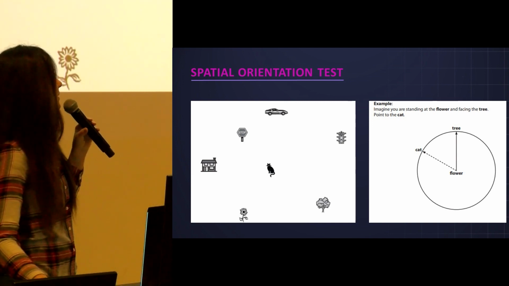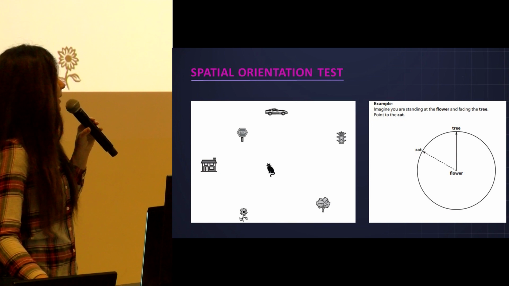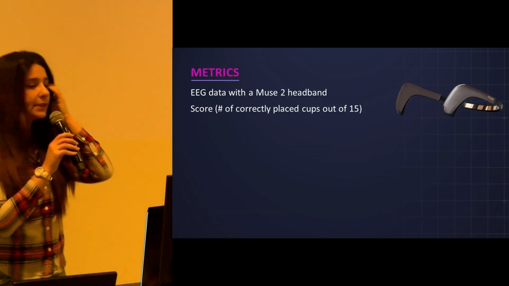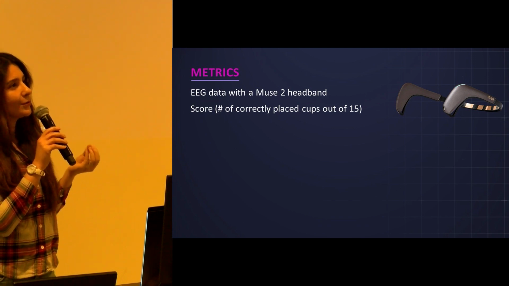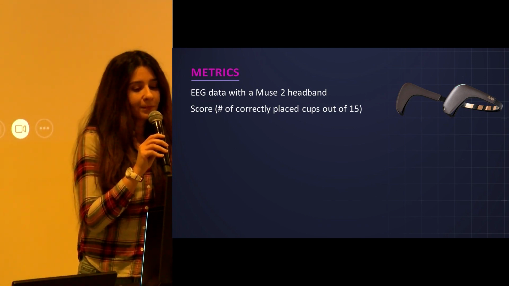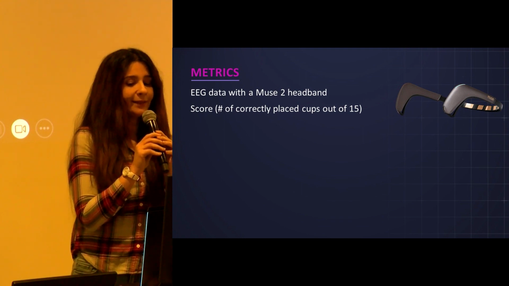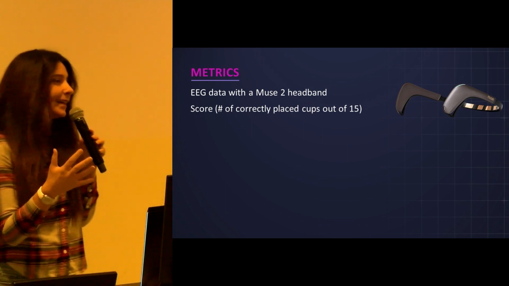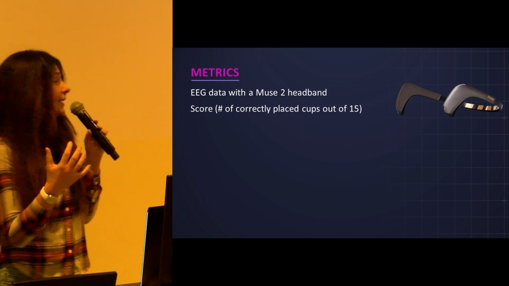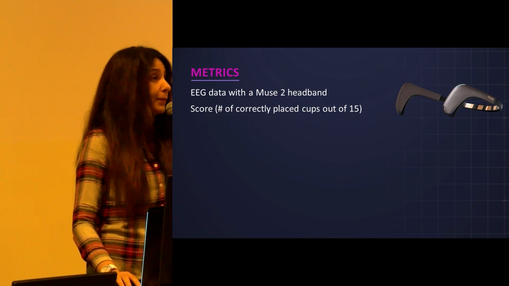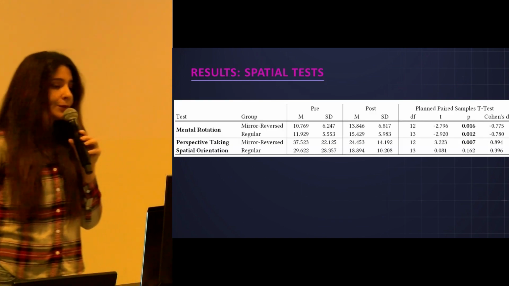So participants just marked a position on the circle that you see here. We also collected EEG data to look into brain activity, and for this we used a Muse2 headband, which I'm not proud of, but because we used a VR headset, it was the most practical way. It's not that accurate, but it was the most practical EEG headband at the time to use.